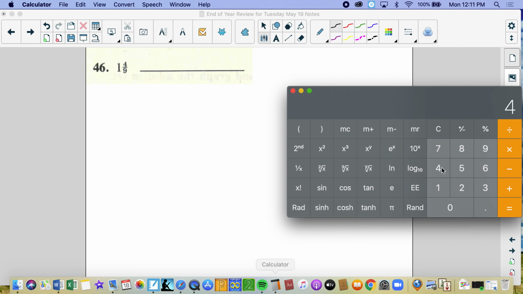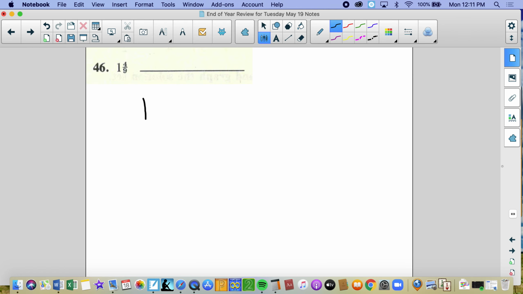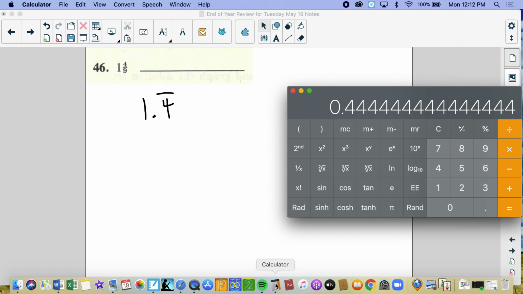1 4/9, so let's do 4 divided by 9 gives me 0.444. So we have the 1 in the whole number, and then we have 4 repeating, which is 1.4 repeating. And we'll notice, hey, 4/9, you should know this. 4/9 equals 0.44. 7 divided by 9 equals 0.777. 5 divided by 9, 4 divided by 9, pretty cool.